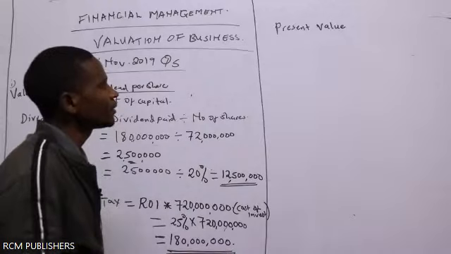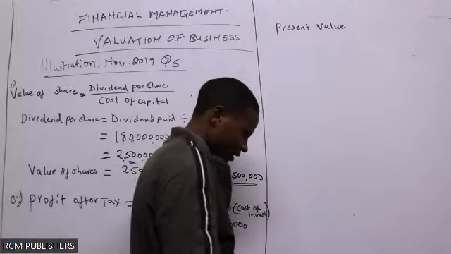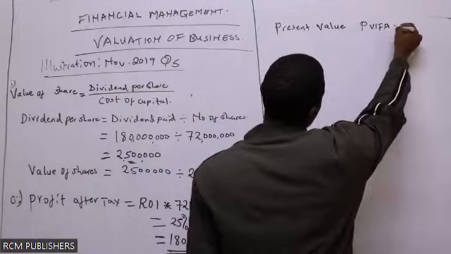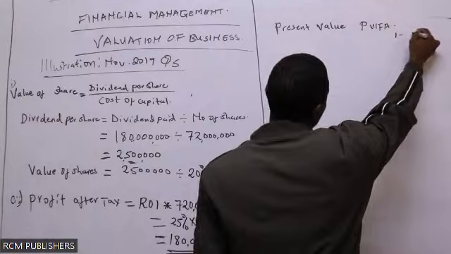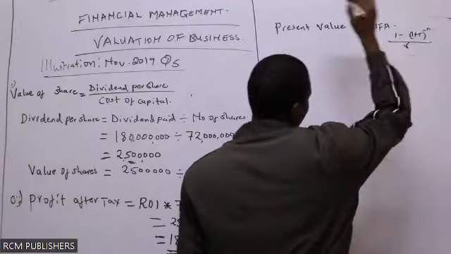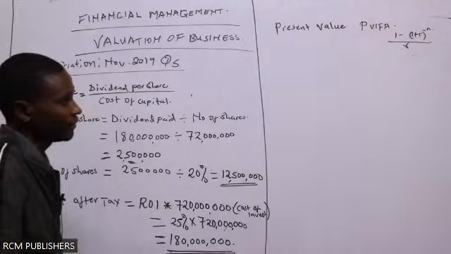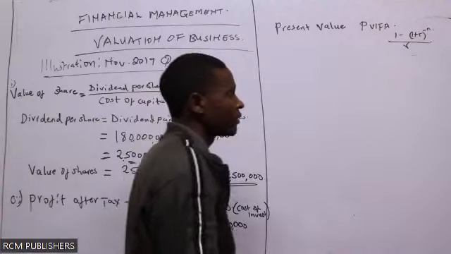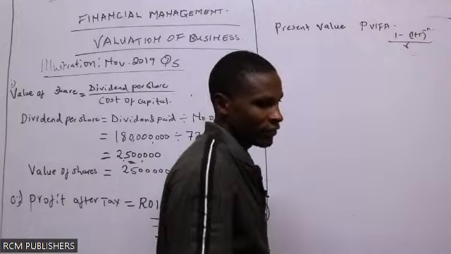So if we are to use PVFA, what is the formula for PVFA? Let's brainstorm. PVFA is given by 1 minus (1 plus R) raised to the power negative N, divided by R. That is PVFA, as in when the cash flows are regular or similar. And for sure, these cash flows are similar each year.